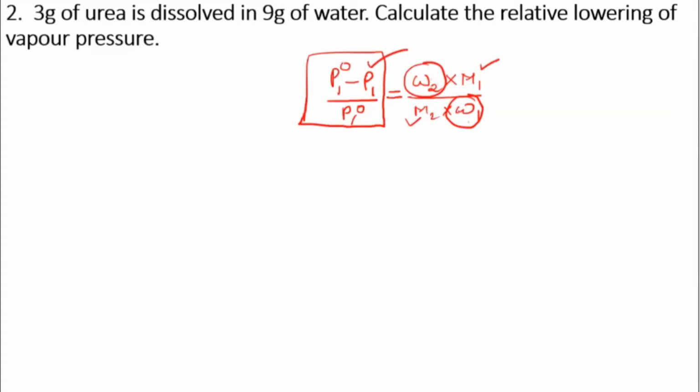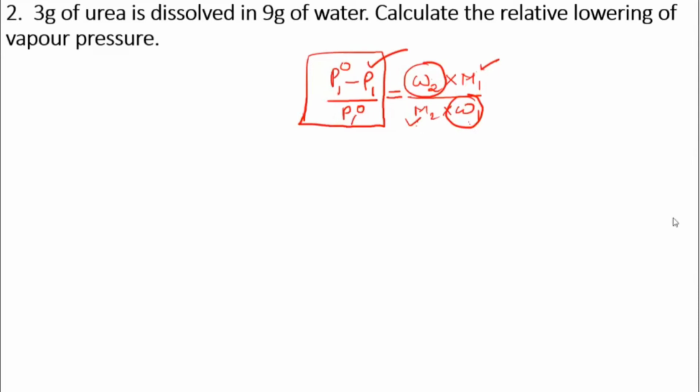These two are not given. M1 and M2 are not given. So what are we supposed to do now? Find the molar mass of water. Yes, good. And how much will it be? 18 grams. Yes, 18, okay, good.